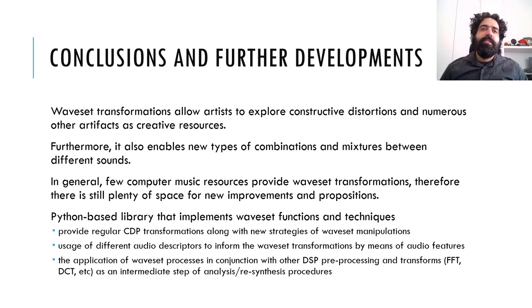Waveset transformations allow artists to explore constructive distortions and numerous other artifacts as creative resources. Furthermore, it also enables new types of combinations and mixtures between different sounds. In general, few computer music resources provide waveset transformations. Therefore, there is plenty of space for new improvements and propositions. We are currently working on a Python-based library that implements waveset functions and strategies, providing regular CDP transformations along with new strategies of waveset manipulations.